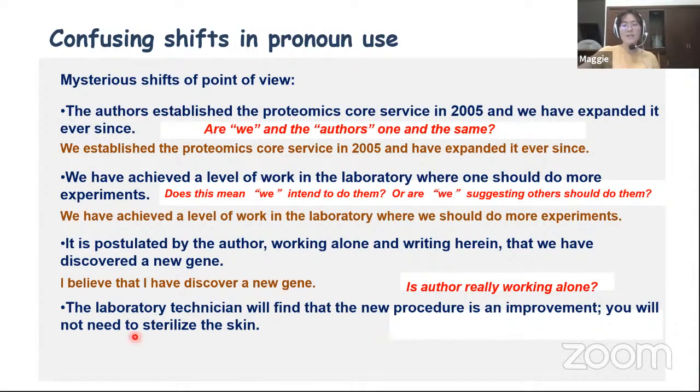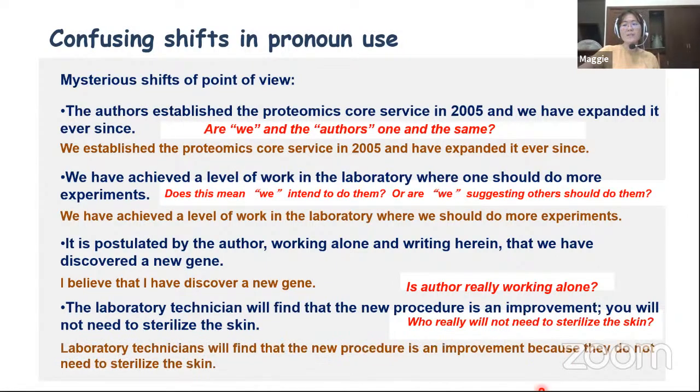The last one: the laboratory technician will find that the new procedure is an improvement. You will not need to sterilize the skin. So confusing. Who really will not need to sterilize the skin? So, laboratory technicians will find that the new procedure is an improvement because they do not need to sterilize the skin. So don't use confusing shifts in pronoun use. Otherwise, you can confuse your reader.